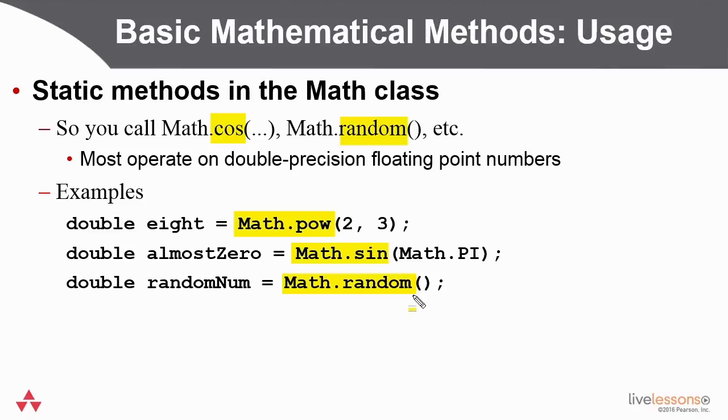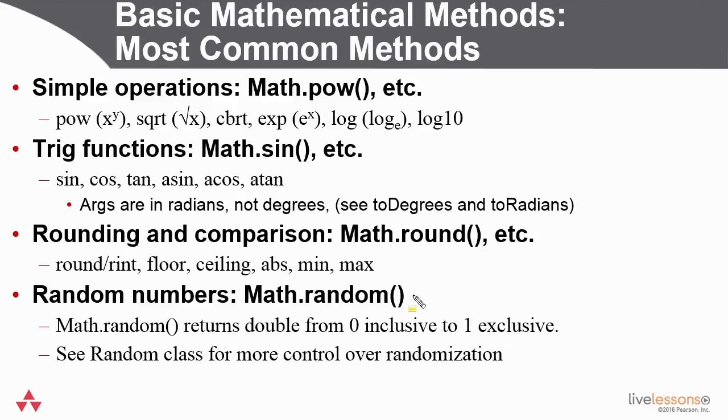What are some of those methods in the Math class? Well, there's Math.pow. So if I take 2 and 3 as arguments, that's 2 to the third. There's Math.sqrt for square root. There's Math.cbrt for cube root. There's Math.exp for e to the x. So if I say Math.exp(3), that means e to the third.